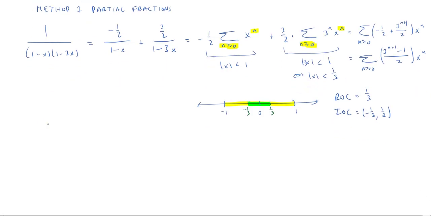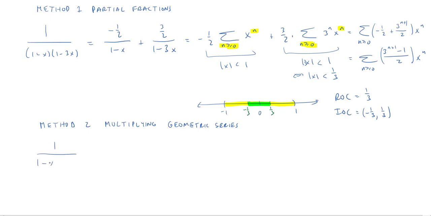All right, let's check out the second method now. The second method is multiplying geometric series. In some ways, this is the more intuitive one to try, but it's usually a little bit nastier to pull off. This problem won't be so bad, but it can get a little nasty.